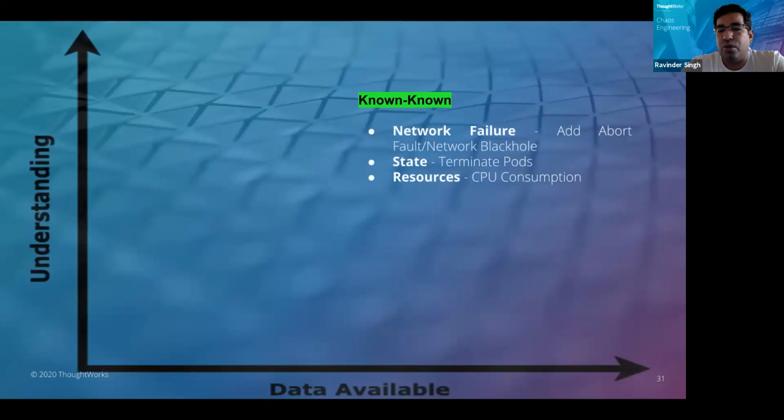Then, out of these attacks, you identify what you know. For our example, in network failure, if we add an abort to a certain network, I know that my application will not be accessible. If I terminate the pod, we expect that the application should stay up and running, so my pod should automatically come back. If we consume the complete CPU of my application, my application should still be accessible. So these are a few of the known areas that we have identified that we will demo on our applications.